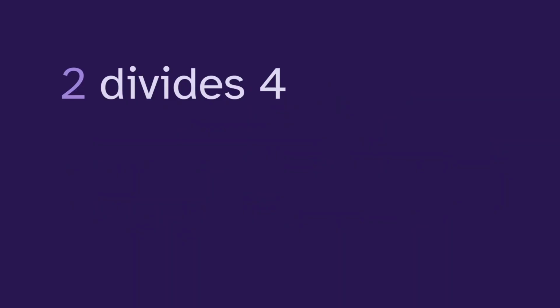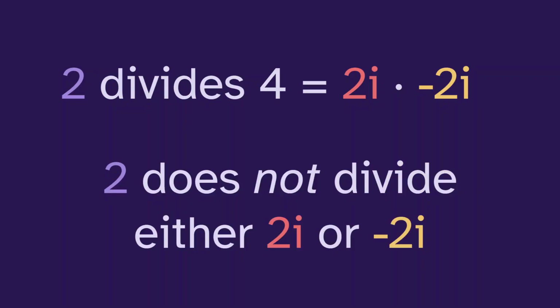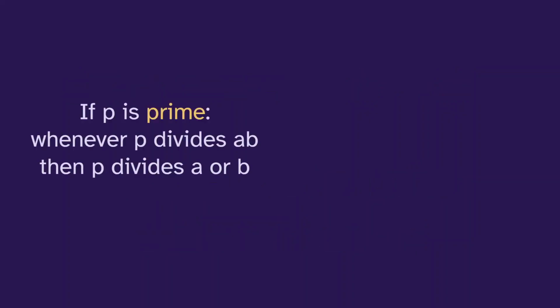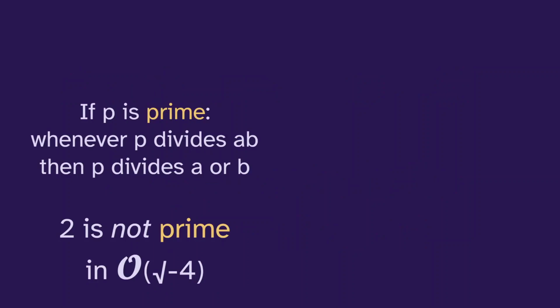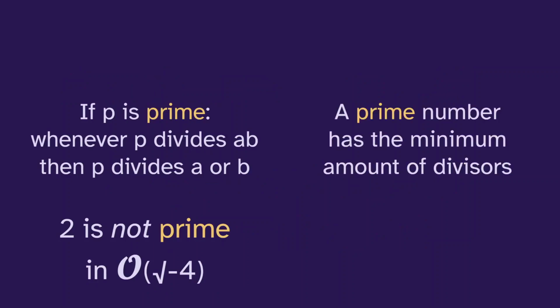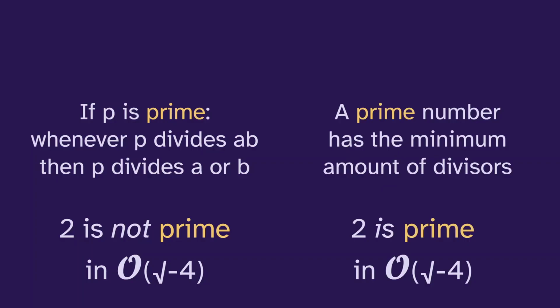So 2 divides 4, which equals 2i times negative 2i, but 2 does not divide either 2i or negative 2i, because we don't have i or negative i in O root negative 4. But that means that 2 fails this alternative definition of a prime. So maybe we should say that 2 is not prime in O root negative 4. But it did hold for our first definition, having the minimum amount of divisors. So maybe we should say that 2 is prime in O root negative 4. And now we're noticing these 2 definitions aren't the same, so they can't both define a prime number.